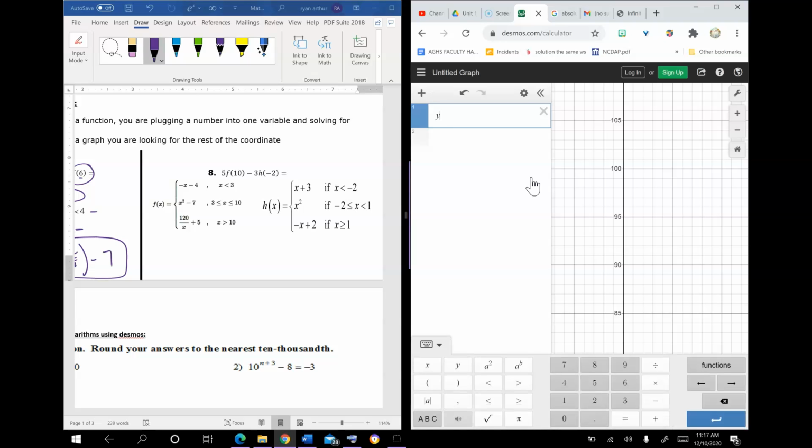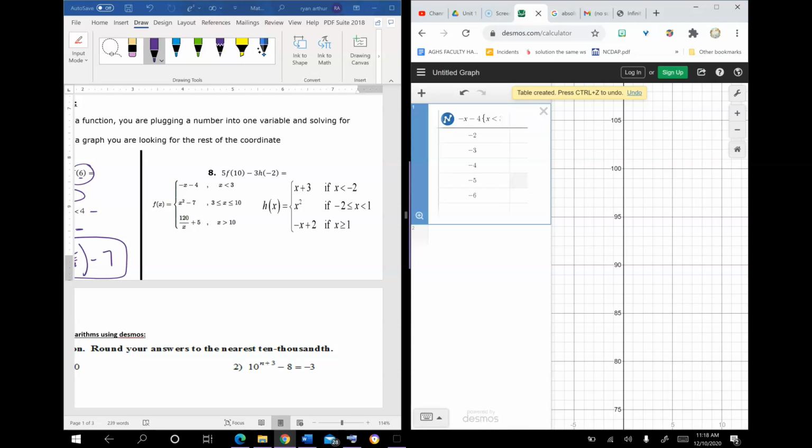Okay, so we're going to type the first one in. Y equals -x minus 4, curly brackets, and it's going to be x is less than 3. Okay, I want to convert it to a table. Let's go. Okay, now while you're converting it to a table, you can see I want to plug 10 in. 10's not up here.